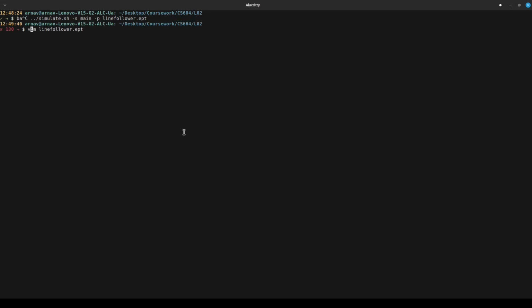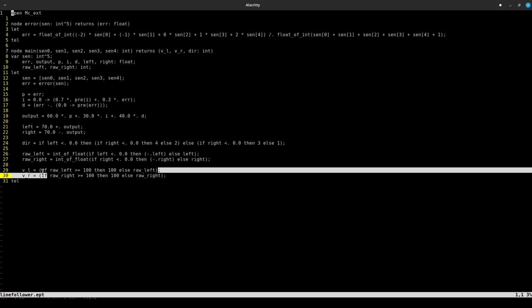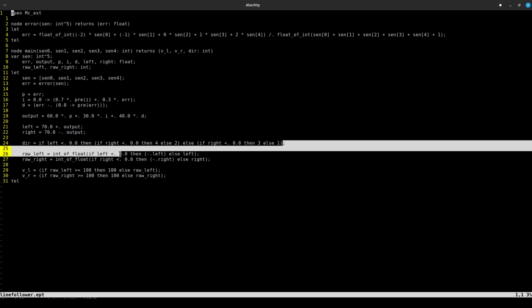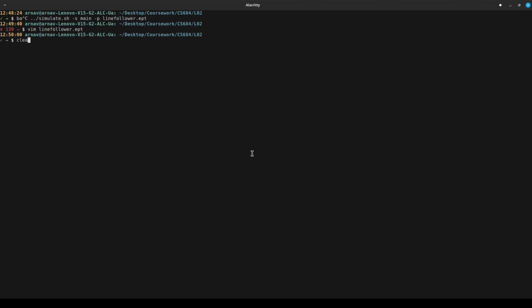In Lab 2, we had to create a controller for a line following robot in Heptagon. We chose to use PID control for the same, as PID control allows for high fidelity in terms of line following. As required, we have clamped motor outputs to between 0 and 100 and the direction is a value between 1 to 4 as required. So let us see a few examples of the same.